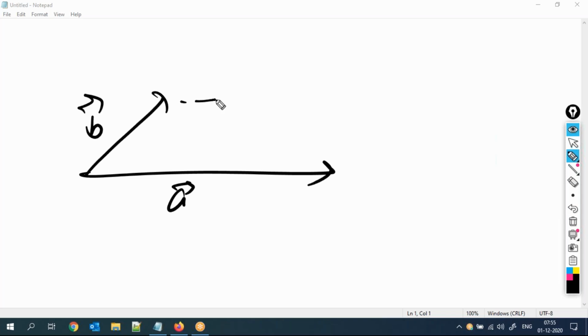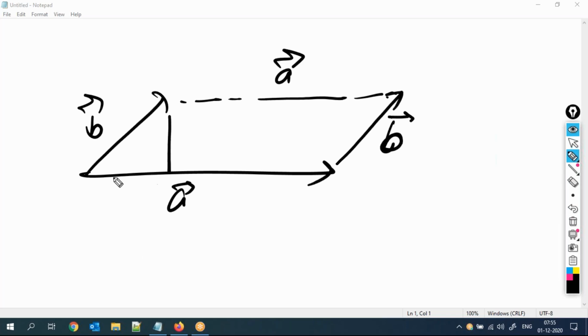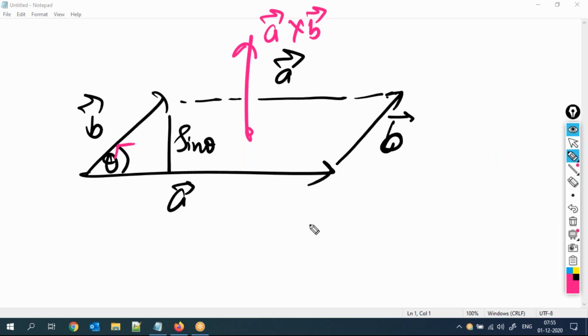But A cross B is different. A cross B is basically the area created by a parallelogram. In this, this is B, this is A, this is theta, this is sine theta, right? Yes, sir. This A cross B is at 90 degrees to both. Yes or no? Yes, sir. This is i. Minus A cross B. Any question? No, sir. Are you sure? Yes, sir.